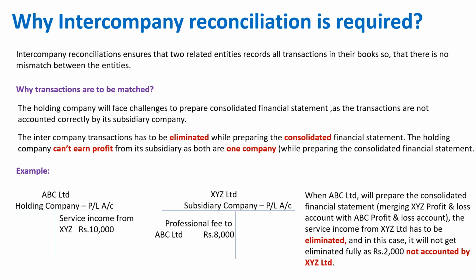So in this example, what has happened? ABC has raised the invoice for 10,000, whereas XYZ has accounted only for 8,000. So there is a mismatch, right? This 2,000 rupees not accounted by XYZ could not be eliminated because there is a difference between both companies, right? So what will happen? There is a short expense booked by XYZ and your consolidated financial statement will not match. So you have to post this 2,000 rupees entry to ensure that there is elimination and the balance sheet matches.